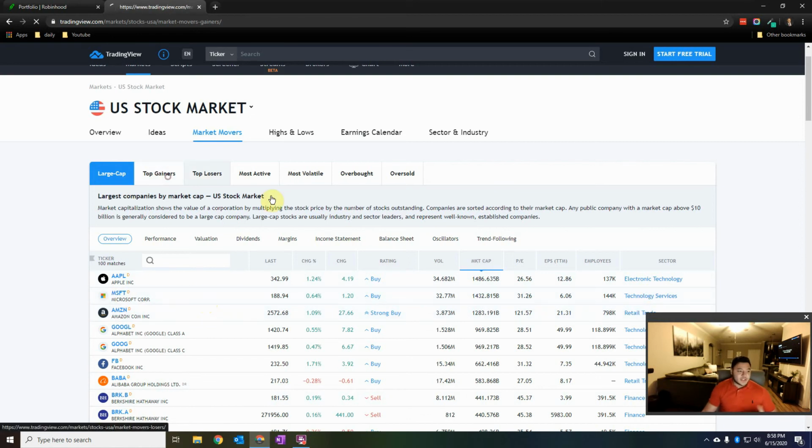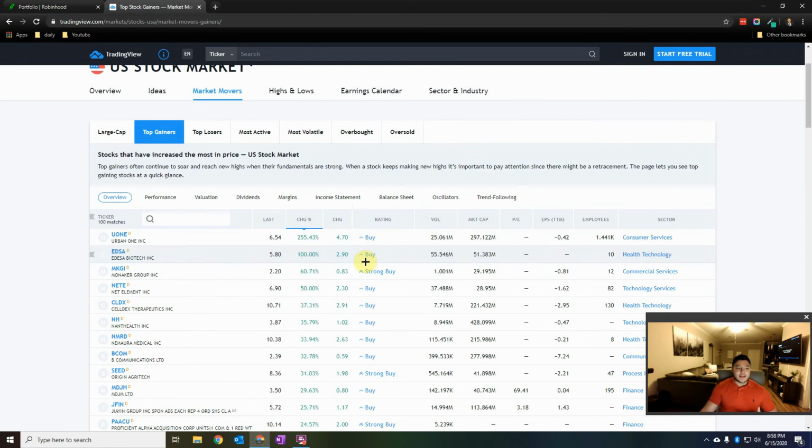And then we're going to go to the top gainers. What the top gainers means is it's going to be this change percent right here. And right here, it's going to show that in one day, this stock gained from its initial stock price per share 255+%. That's huge. That's day trading.